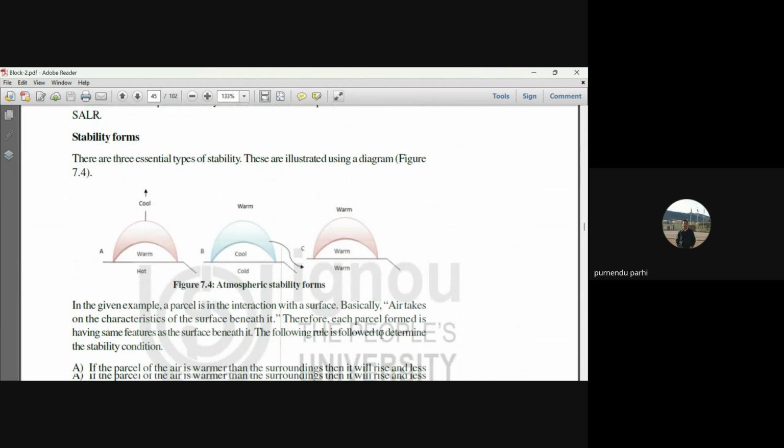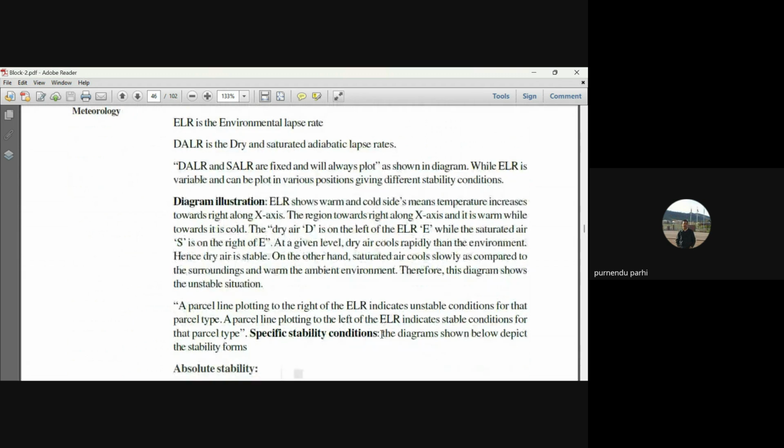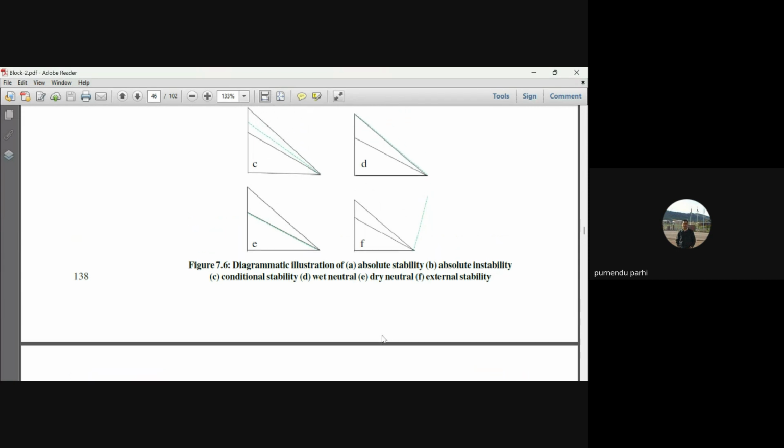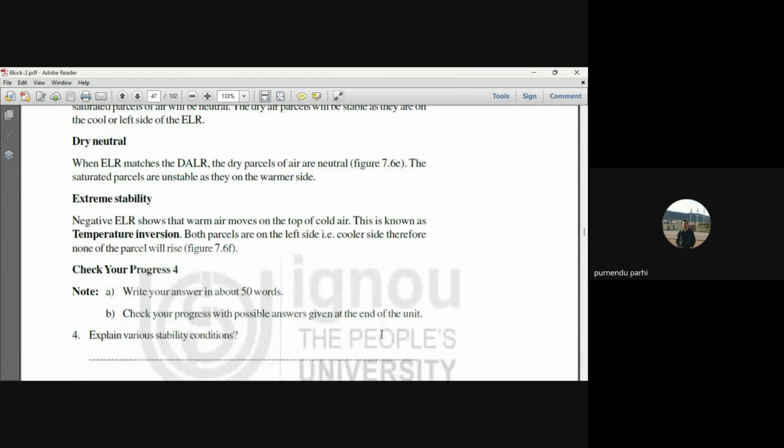Stability forms. These are specific stability conditions, such as absolute stability. A condition is said to be absolutely stable when both parcel plots are on the same side of the ELR. So this is the diagram they have shown here, a diagrammatic illustration of absolute stability, absolute instability, conditional stability, wet neutral, dry neutral, and neutral stability. They have discussed it here.